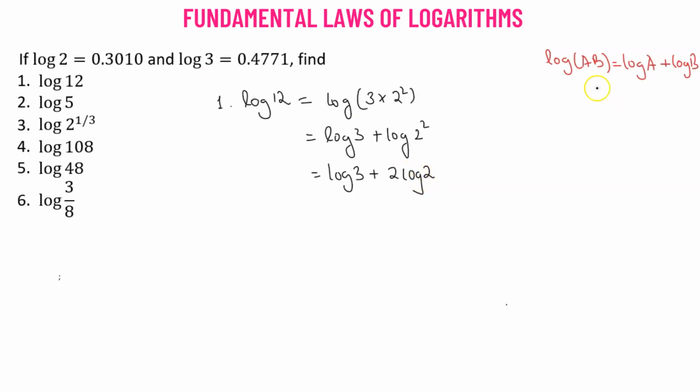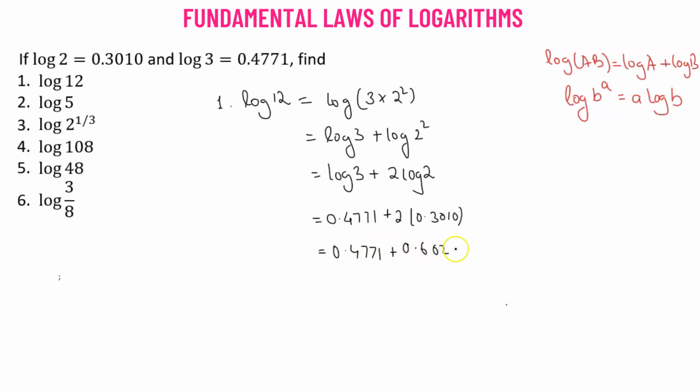So here we have used another property of logarithm. That means if we say log of b raised to the power of a, this is equivalent to a times log of b. Now we can replace the values of log 3 and log 2. So we have 0.4771 plus 2 times 0.3010. That gives us 0.4771 plus 0.6020, which will be equal to 1.0791. So our value of log of 12 will be 1.0791. Let's write it down here, 1.0791.